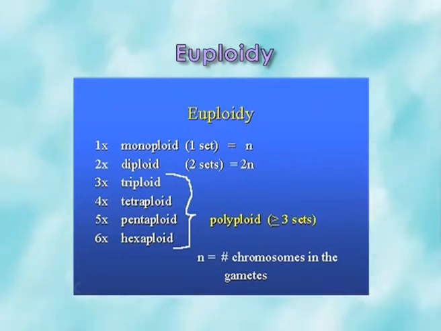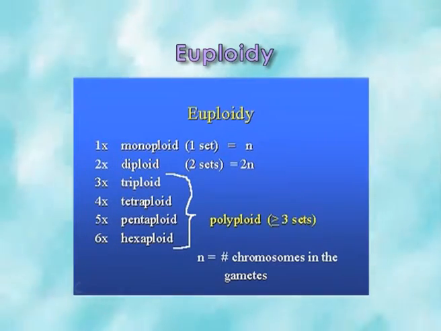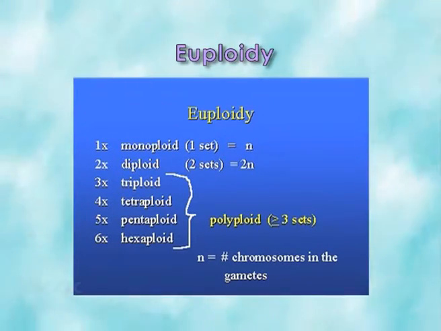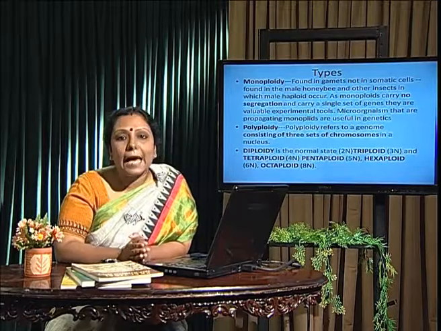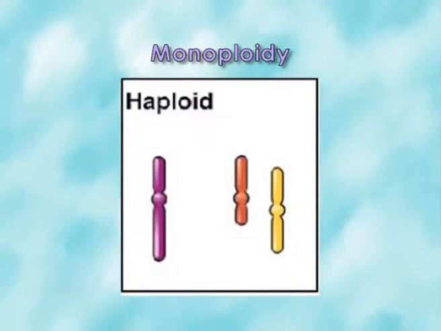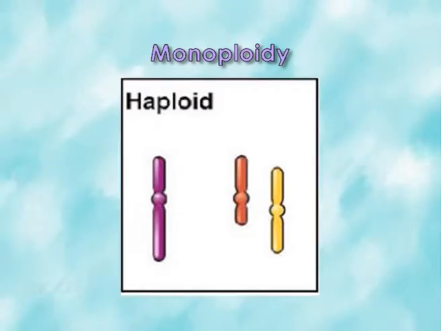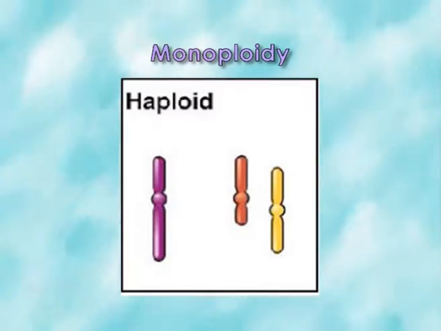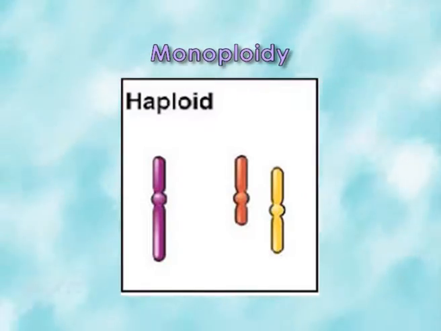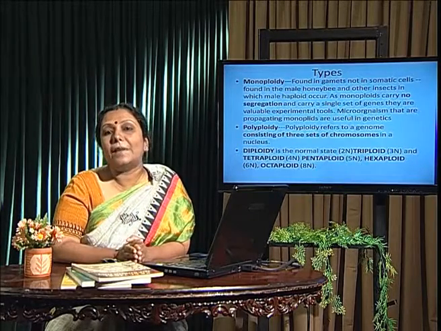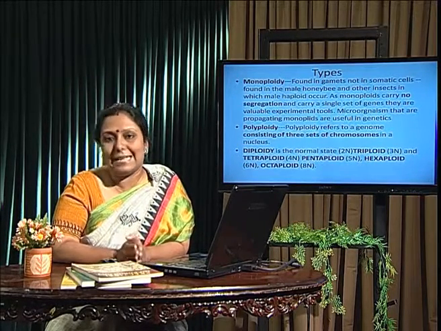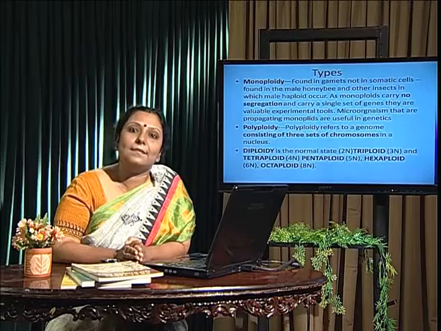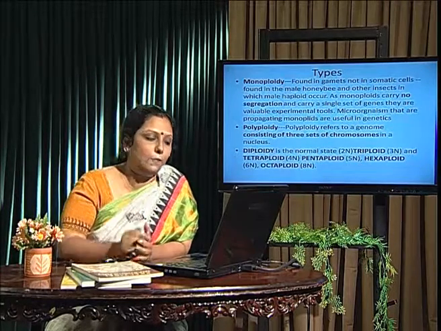Euploidy. In the case of euploidy, whole sets of chromosomes are added or deleted, maybe from the same set or other sets. The type monoploidy: monoploidy may happen in a gamete cell, not in a somatic cell, and no segregation happens. That may also be called haploidy. That may be generated spontaneously. In microorganisms, it can be taken as a test for a genetic tool. X is equal to N, that is the single set.